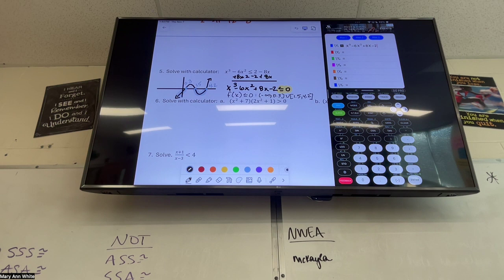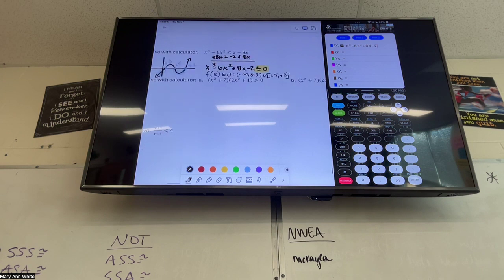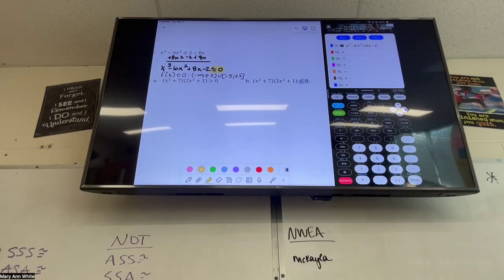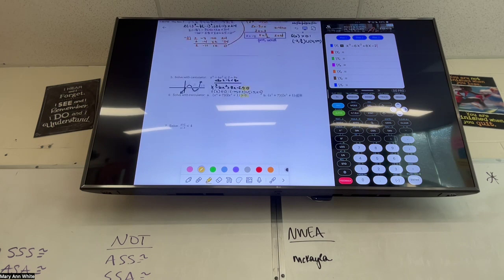All right, the next one. It looks like it's two separate problems, but it's the same problem. Just one of them says greater than zero, and one of them says less than or equal to zero. Do you think you can plug that next one in and find out what those two intervals are? Ready, set, go.